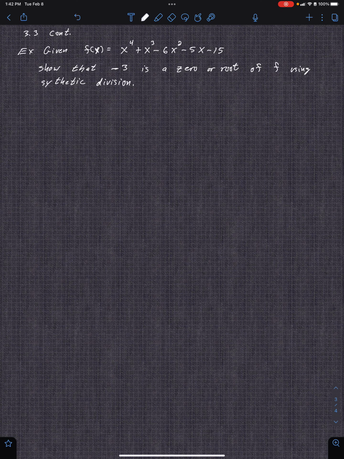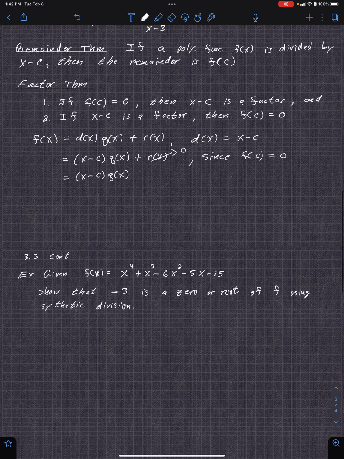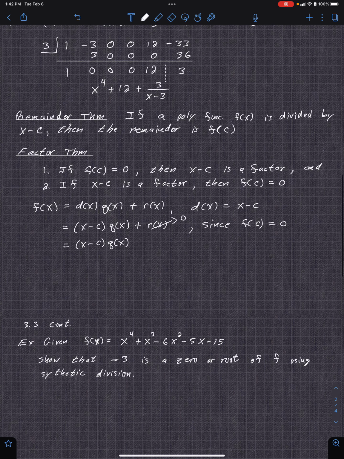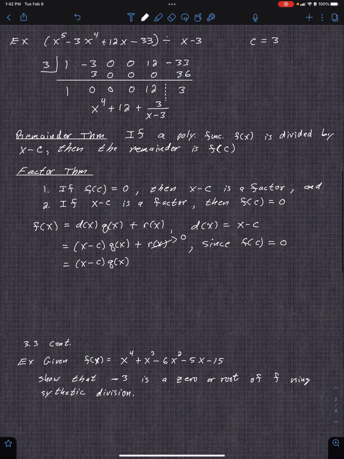Continuing in 3.3, division of polynomials, remainder and factor theorems. Let's look at an example of this. What we previously did was remainder theorem, factor theorem, and synthetic division. We will be doing both long division and synthetic division, but we use this quite a few times to see if the polynomial factors.